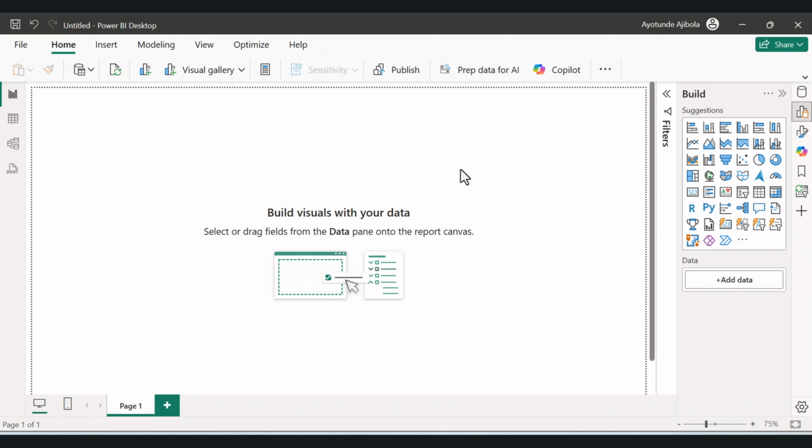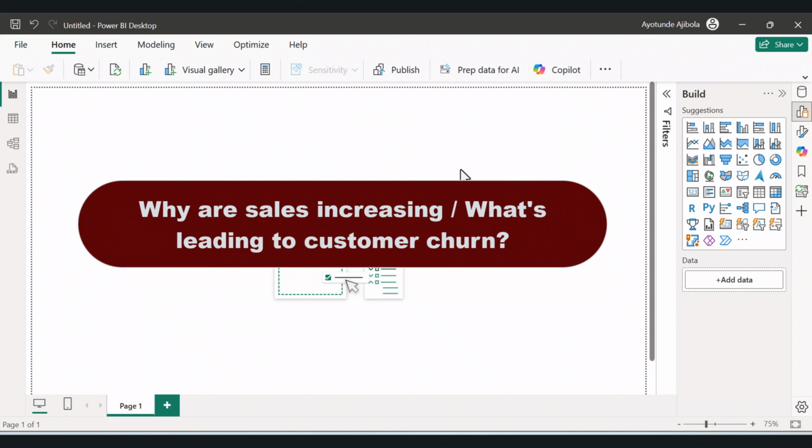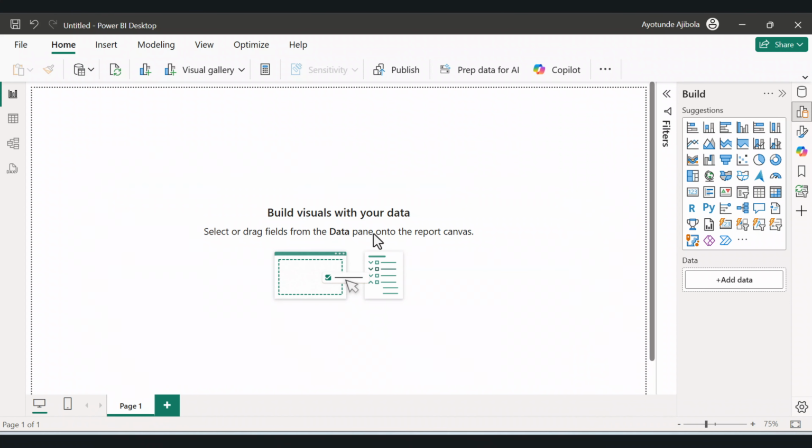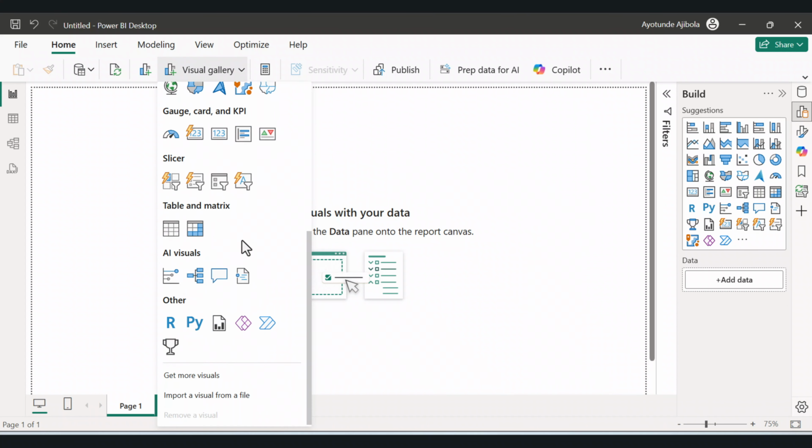This tool is designed to analyze your data and tell you which factors have the most statistically significant impact on a particular outcome. It's perfect for answering questions like, why are sales increasing, or what factors are leading to customer churn? Let's add the key influencers visual to our canvas from the AI visual section.